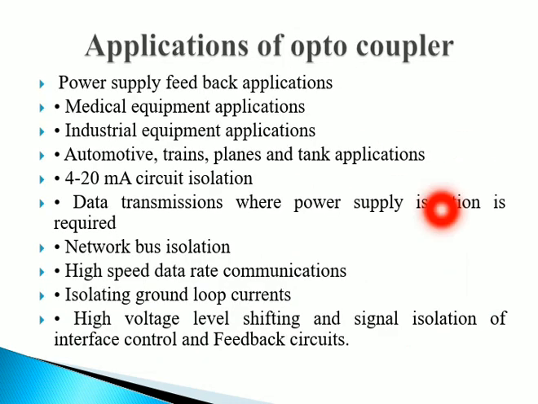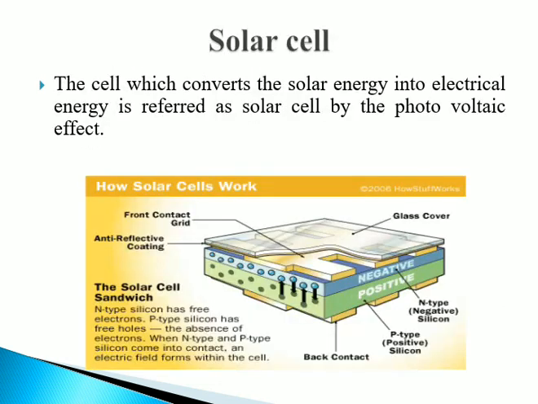Next is applications of optocoupler. We have numerous applications of optocoupler. They are used in medical equipment applications. They are also used in industrial, automotive, for data transmission, network bus isolation, and for high speed data rate communication. They are also used for isolating ground loop currents. They are used in high voltage, level shifting, and feedback circuits.